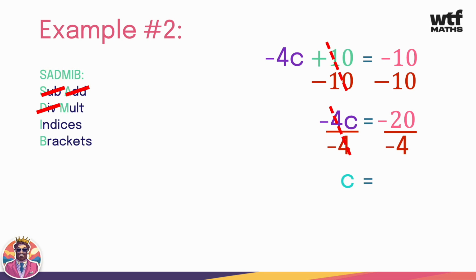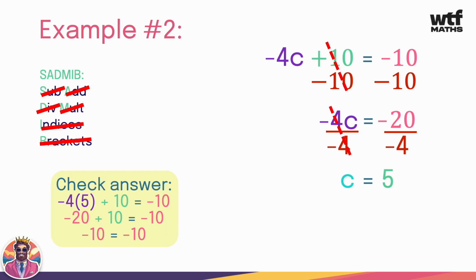And now negative 20 divided by negative 4, a negative divided by a negative is a positive answer, so this has to be 5. Now we've done all the other steps, there's nothing more to do, so let's check our answer. Negative 4 times 5 is negative 20. Negative 20 plus 10 is negative 10. The left side equals the right side, so we must have the right answer there.